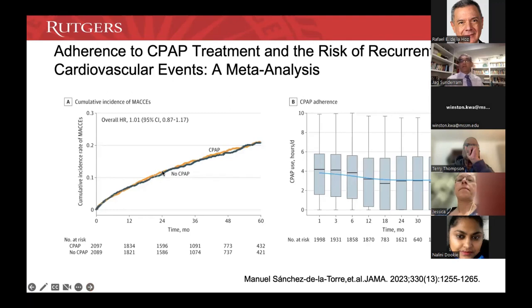Now, JAMA just published last week a paper looking at CPAP adherence and the risk for recurrent cardiovascular events. This was a meta-analysis of the three RCTs, SAVE, RICCADSA, and ISAACC. All three trials, as we had known before, showed that with CPAP or no CPAP, there was actually no difference in cumulative incidence of major adverse cardiovascular events. What they also showed was that CPAP use, as time went by, began at about 4 hours but dropped off by about a year to about 3 hours or so.